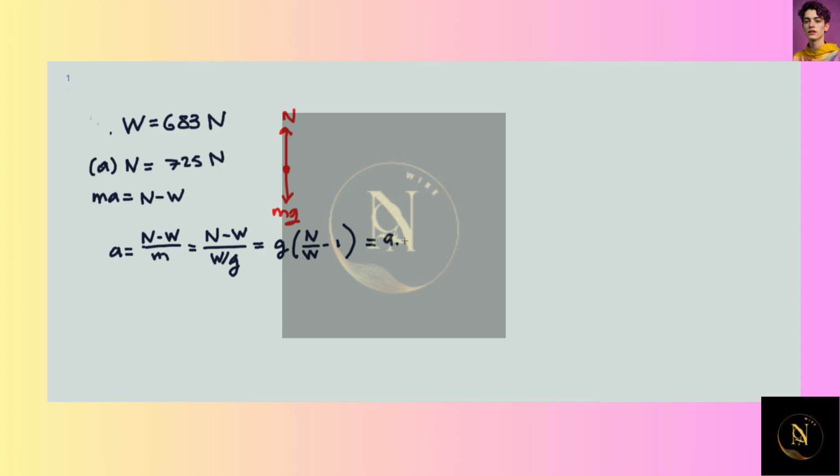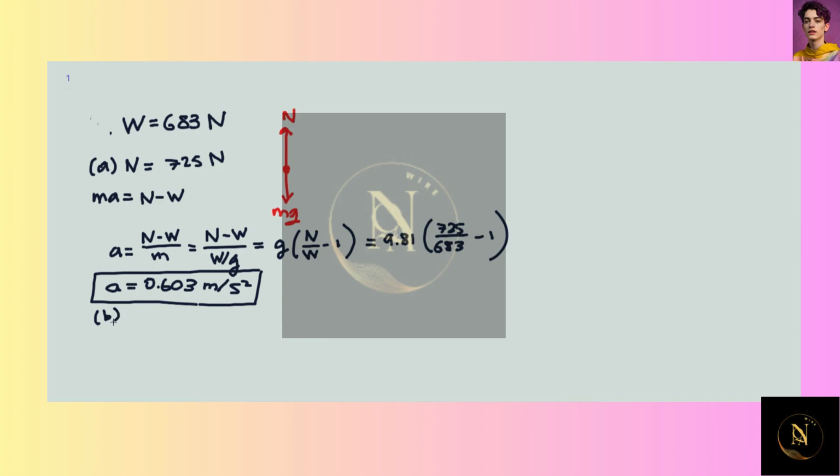So it's a play on 9.81 meters per second squared, modulated by this dimensionless factor, which will be given by the reading of 725 divided by your true weight of 683, and then subtracting 1. Plug that into a calculator, and we see that the elevator was accelerating at 0.603 meters per second squared.